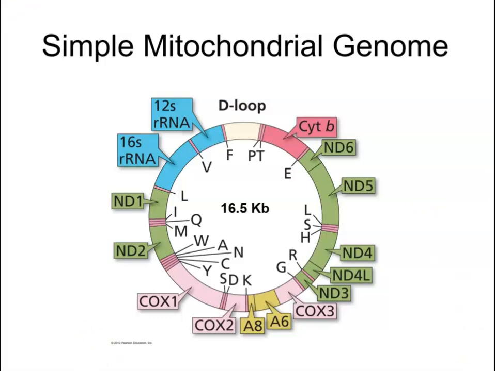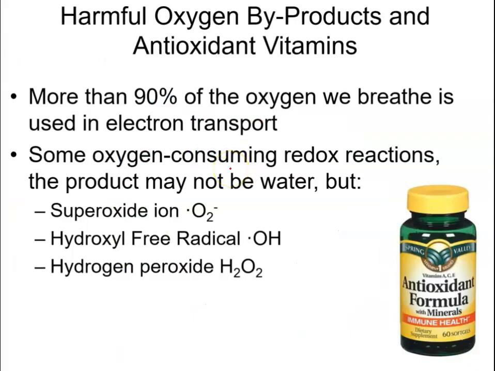It's pretty interesting. The oxygen that we breathe in, more than 90% of that is used in the electron transport chain. Most of the other stuff that's happening outside of that is not necessarily good. That is really important for the electron transport chain, but some of it can turn into other non-good products. So superoxide, hydroxyl free radicals, and hydrogen peroxide, things that can essentially break DNA and cause other problems in our cells.